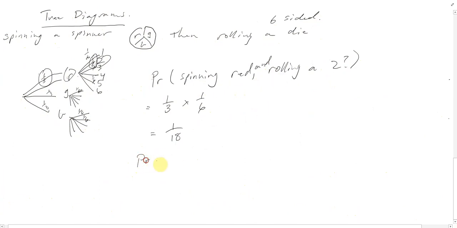Let's check out the probability of spinning red or rolling a 2.